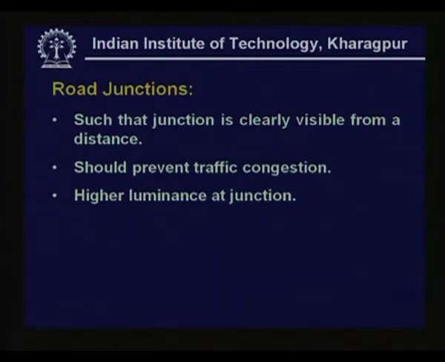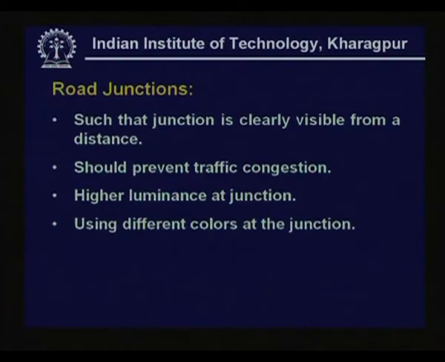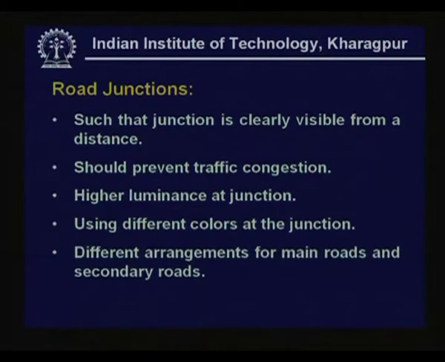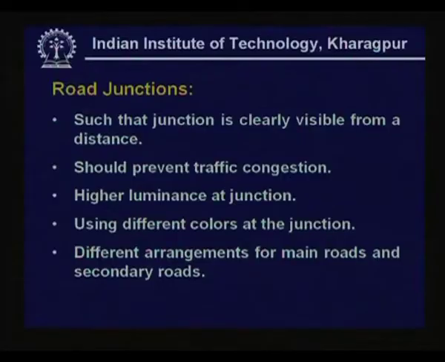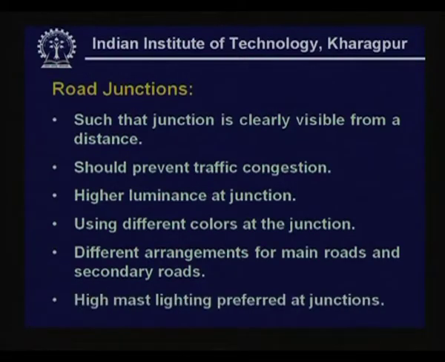Therefore, the first thing that is done is the luminance at the junction is increased, number one. Number two, it is made of a different color. These two enable smooth traffic movement and diversion at junctions, and therefore care is also taken that the main roads and secondary roads have different arrangements.